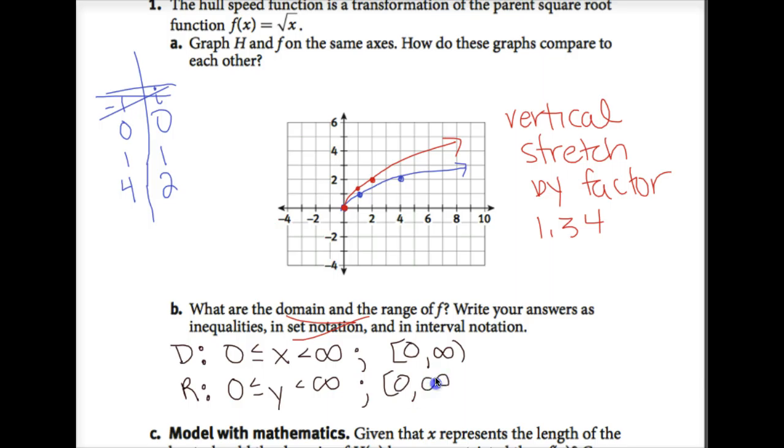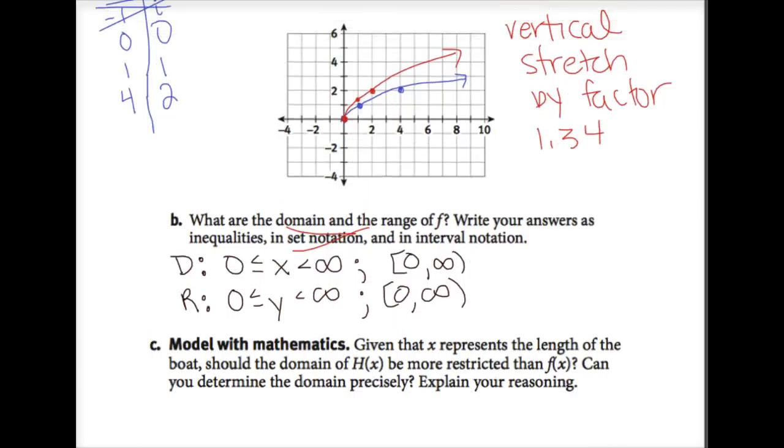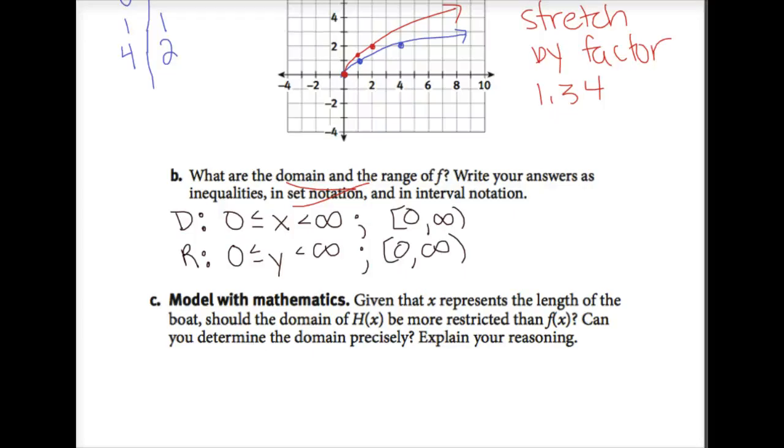For my range values. Given that x represents the length of the boat, should the domain of h of x be more restricted than f of x? Can you determine the domain precisely?